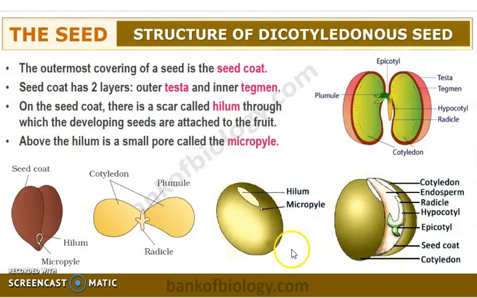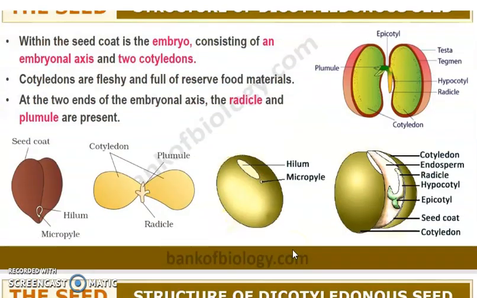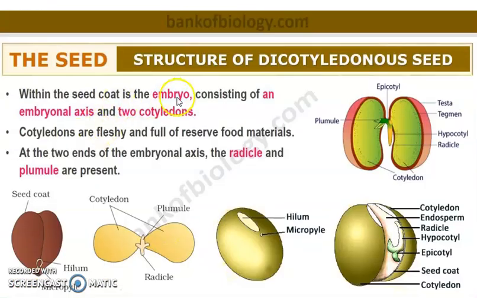Now let us move on to the next part of the dicotyledonous seed. So within the seed coat is the embryo. So we said there are 3 structures in the embryo: one is radicle, embryonal axis and the cotyledons, right? 1 or 2 cotyledon. In that we are learning about dicotyledon. So earlier we learned about the seed coat, that is outer and inner seed coat, which is called as testa and tegmen. And now we are going to learn about the embryonal axis and the cotyledon.